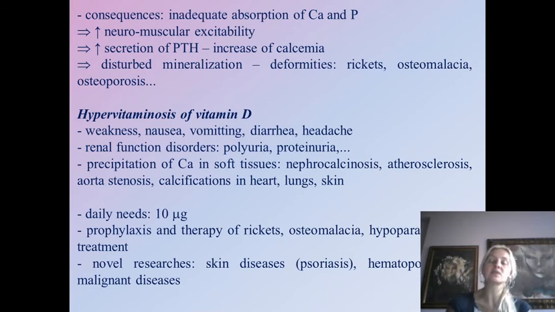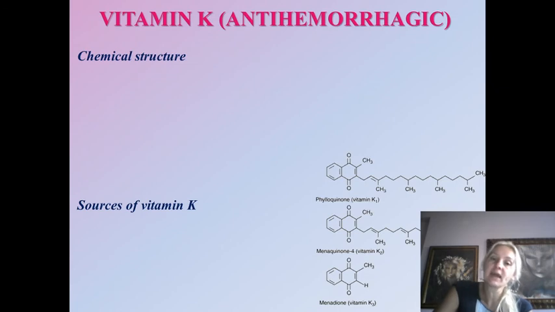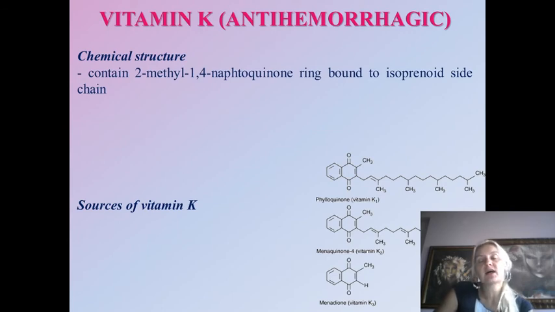So one has to be careful. Moving on to the next vitamin, it's vitamin K, or anti-hemorrhagic vitamin. The chemical structure of this vitamin is shown in the figure here. So it has a very specific system of 2 condensed rings, and we have one methyl group and we have 1,4-naphthoquinone ring, which is actually bound to isoprenoid side chain.